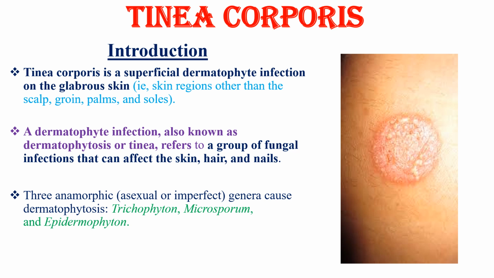A dermatophyte infection, also known as dermatophytosis or tinea, refers to a group of fungal infections that can affect the skin, hair, and the nails. Three anamorphic, or asexual, or imperfect genera cause dermatophytosis. Those include Trichophyton, Microsporum, and Epidermophyton.